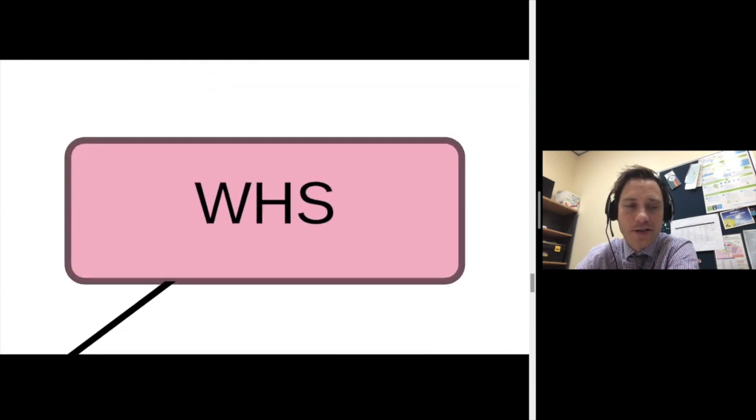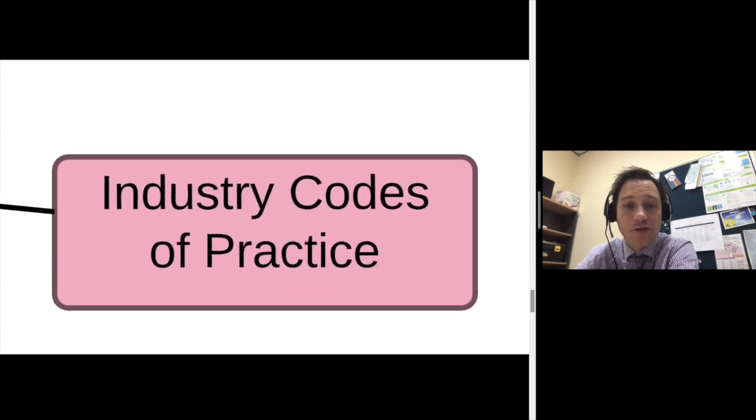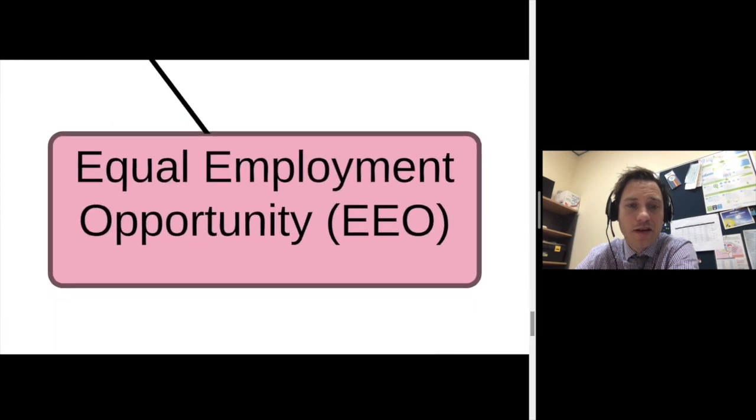So we've got WHS. You're obligated to say something and take action if you notice a safety issue. We've got industry codes of practice, which could define common problems and how we need to fix them, or to what standard they need to be fixed.